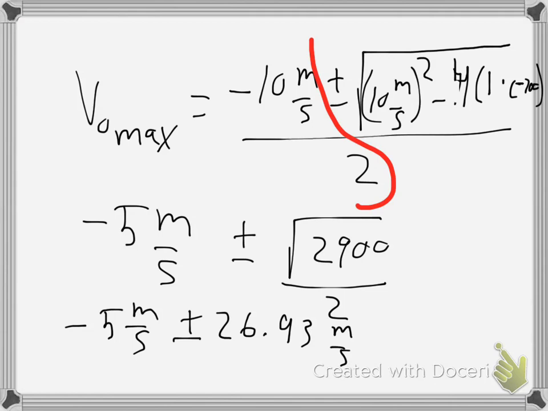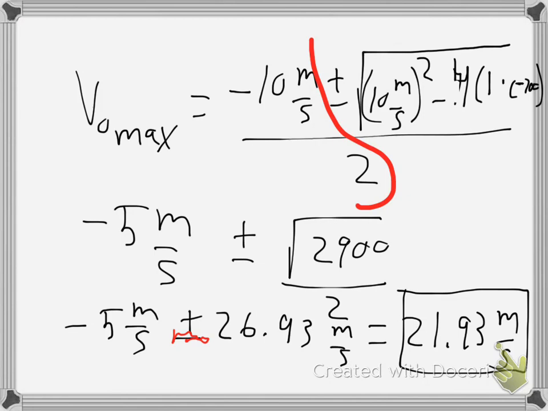Alright, so let's see which one makes the most sense. First off, does it make sense to have a negative velocity here? No, it doesn't. So we can throw that out. This minus 5 minus 26.93 meters per second doesn't make sense, so we can throw that out. So this would be the only result that makes sense, and that gives us an answer of 21.93 meters per second. That is the maximum possible velocity that the driver can have without causing harm to the deer.